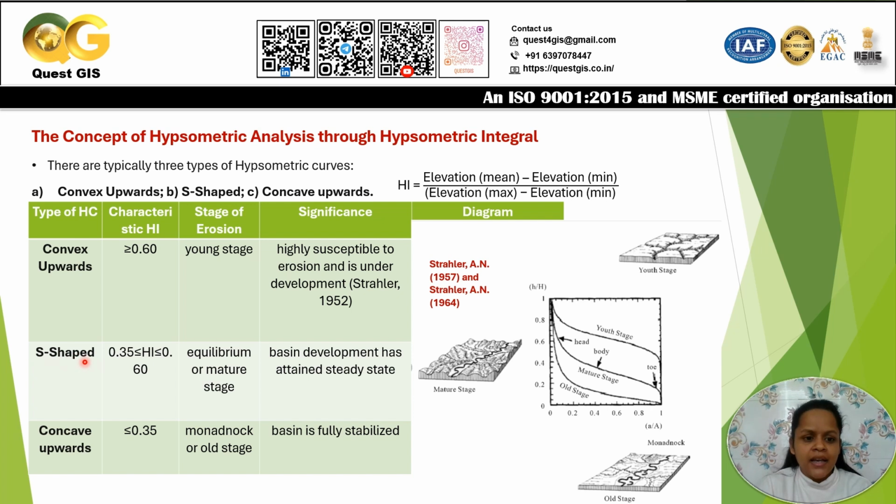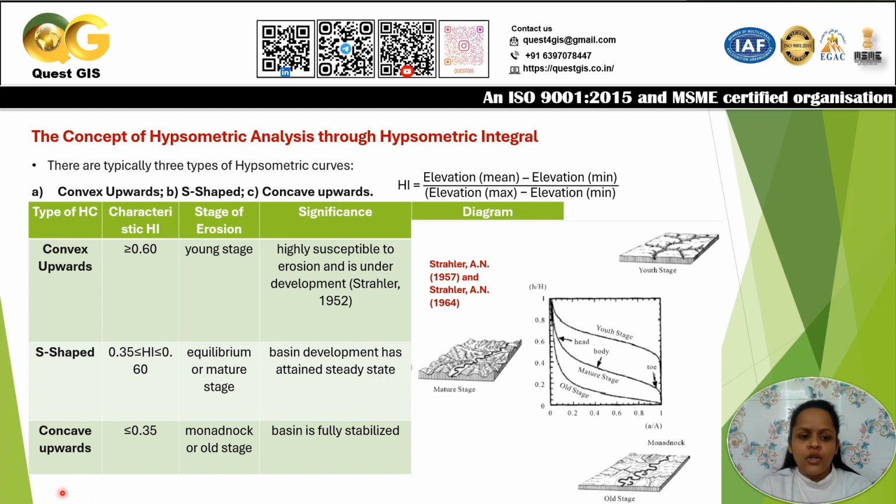Now comes the S-shaped curve. You see this middle one, this is more of an S-shaped curve, and here the HI value is between 0.35 and 0.60. That means the remnant volume below this curve is between 35% and 60% of the drainage basin. Such a stage is called the equilibrium or mature stage of erosion. Here the basin development has attained a steady state.